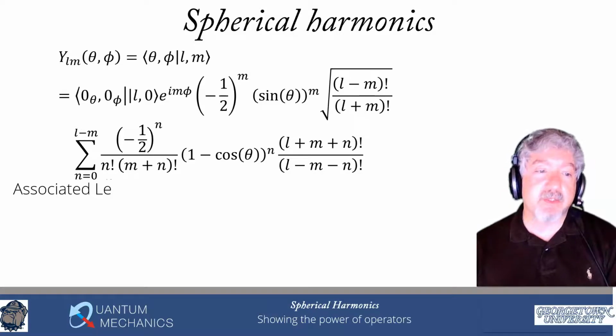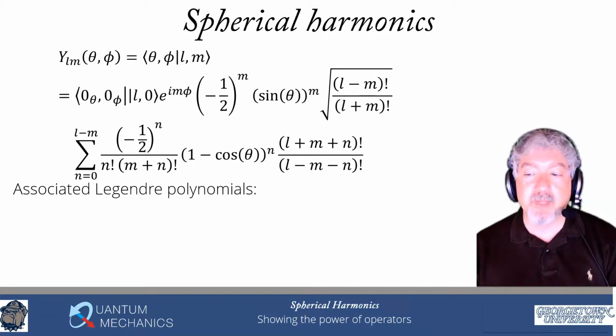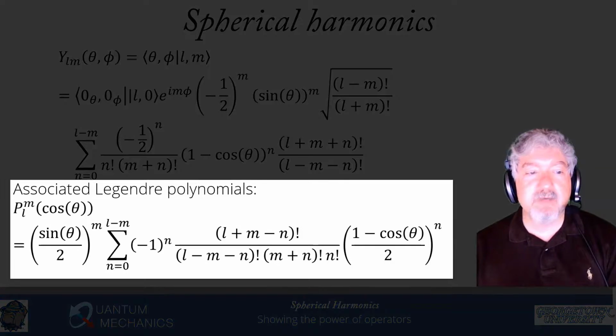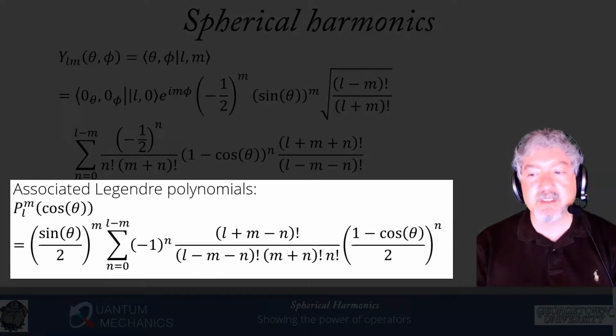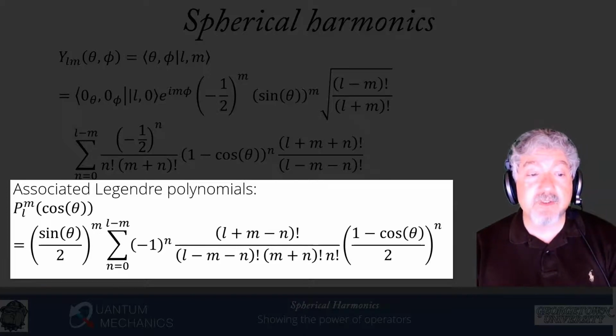He constructed something called associated Legendre polynomials, and they're given by P sub L superscript m of cosine theta is equal to (sine theta over 2) raised to the m power, sum n equals 0 to L minus m of (-1)^n, (L plus m plus n) factorial over (L minus n) factorial, (m plus n) factorial, n factorial, (1 minus cosine theta over 2) raised to the nth power.